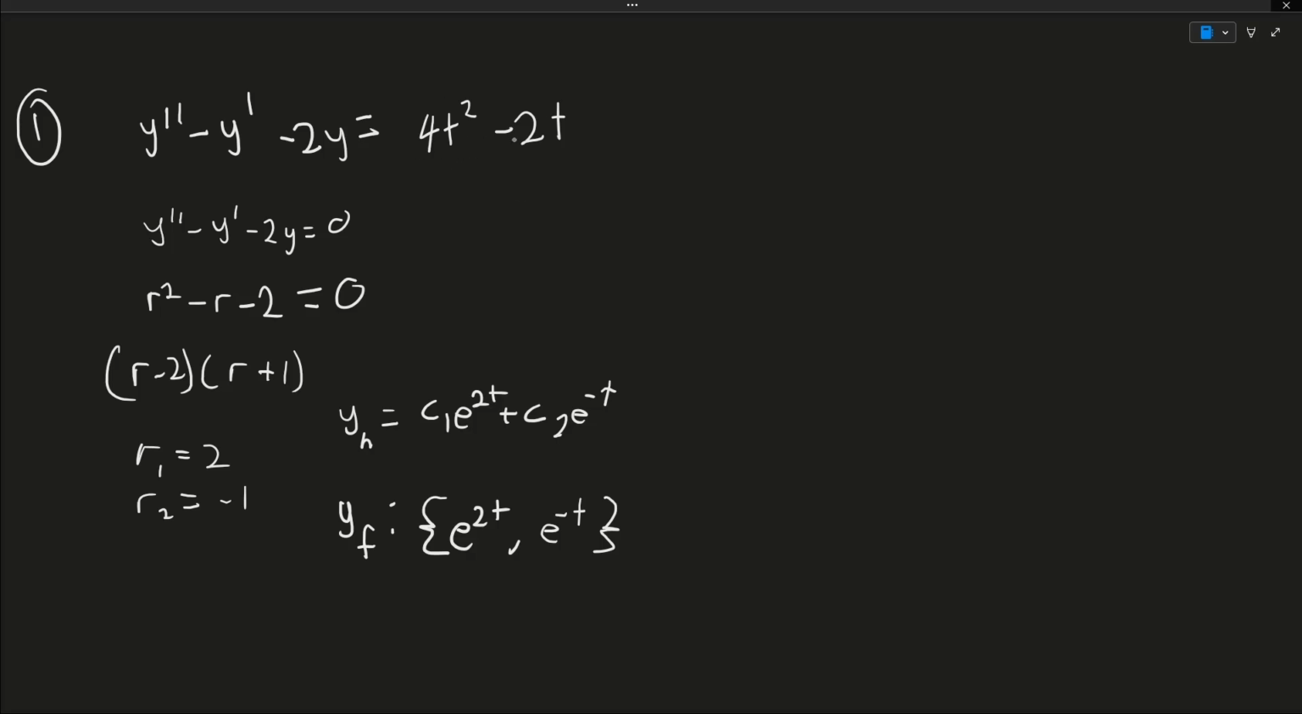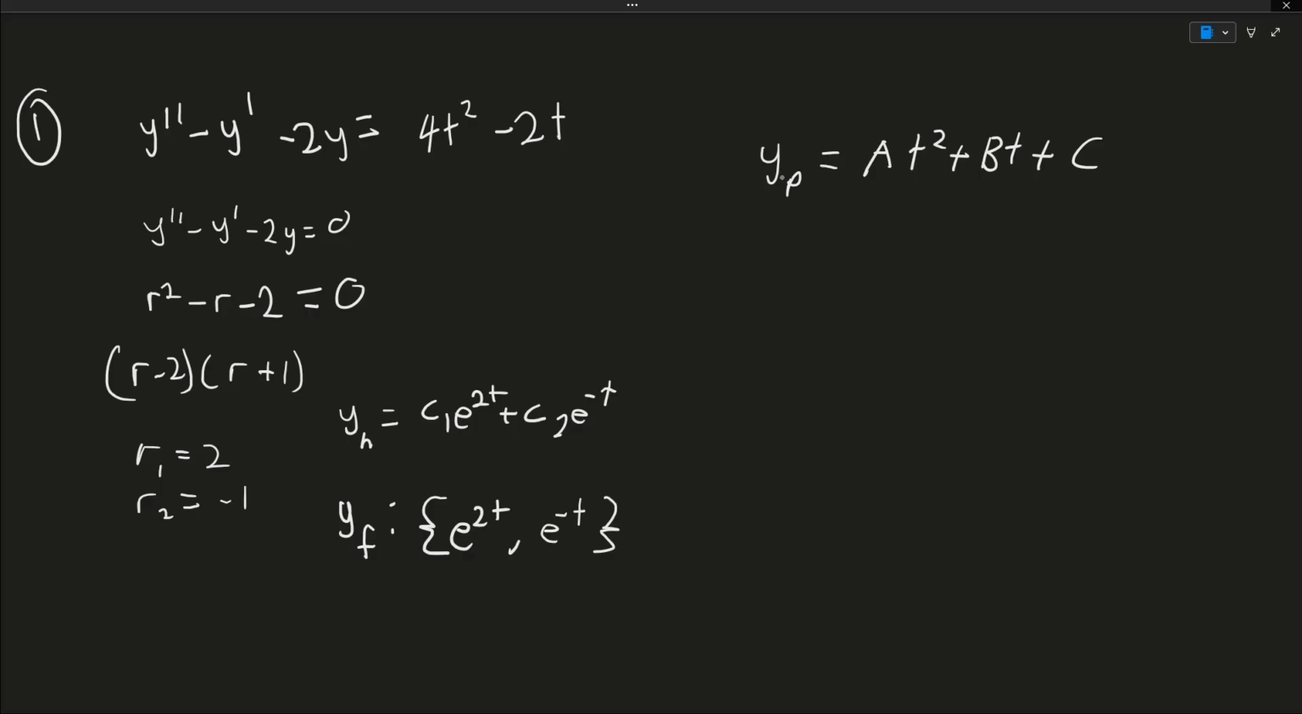We have a polynomial of a second degree, so we can guess our y particular to be at squared plus bt plus c. Now this is our guess for the particular solution, and now we're gonna check with the y fundamental. Does anything cause any resonance? I don't have any of these terms common in my fundamental set of solutions, which means we are good to go with this solution. We don't have to multiply with t.